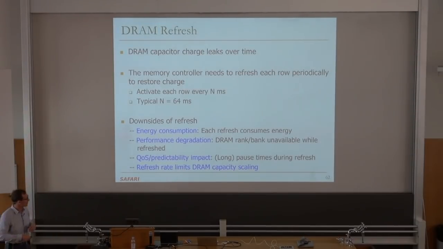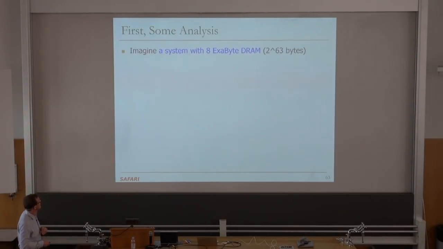And when we first started looking at this problem, we did some analysis and studies. But this is for you to analyze. Imagine how big the problem is. Imagine a system that has 8 exabytes of DRAM, 2 to the 63 bytes. An existing supercomputer is actually reaching very close to this. Maybe it's not exactly there yet. We're in petabytes for sure. I'm not sure if we're in exabytes. I don't think we are yet. But we will be soon. That's 2 to the 63 bytes.